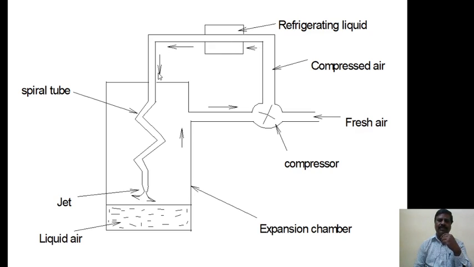Then it comes along with this. This is a spiral coil or spiral tube. It is called an orifice, and there is a small aperture, a small hole, there. From that the gas will come out.